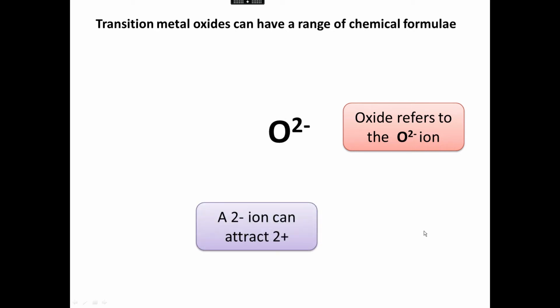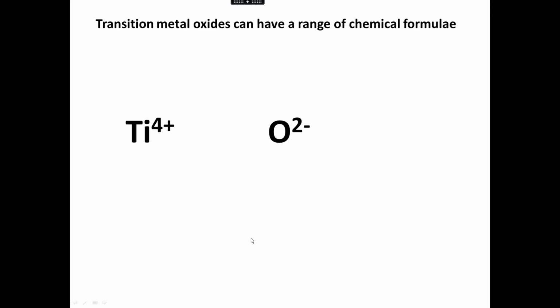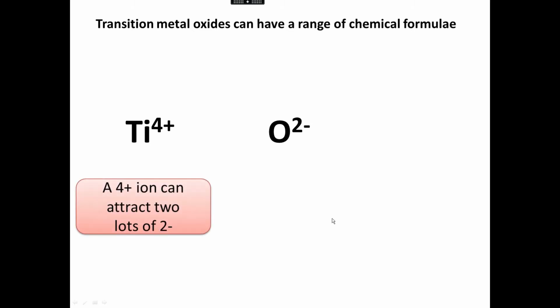Right, so we looked at this a bit last lesson. Just to go through it again, a 2 minus ion can attract 1 lot of a 2 plus ion. So copper 2 oxide, the ions bond in a 1-to-1 ratio, and we get copper oxide, CuO. However, with titanium, if that is in oxidation state plus 4, it will be able to attract 2 lots of a 2 minus ion. Therefore, 2 oxides will attract to each titanium, and the chemical formula will then be TiO2, because every titanium attracts 2 lots of oxide.